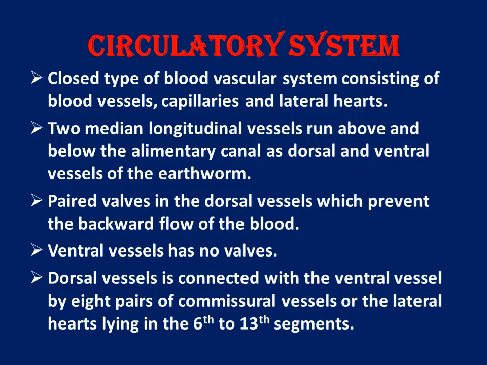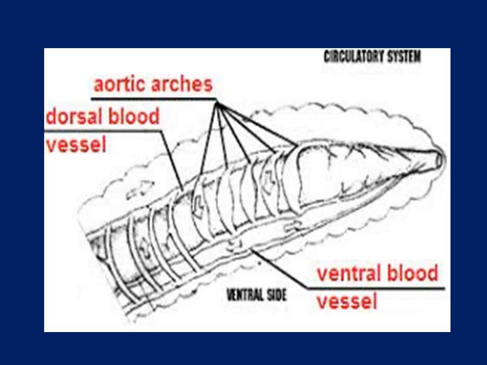So earthworm imagine பண்ணிக்கோங்க. அதோட upper surfaceல longitudinal, intestineக்கு மேல ஒரு vessel dorsal, intestineக்கு கீழே இன்னொரு vessel ventral. இந்த ரெண்டையும் connect பண்றதுக்கு lateral heart 6th segmentல இருந்து 13th segment வரைக்கும். Okay. இப்போ you can see the lateral hearts and ventral blood vessel and dorsal blood vessels. So this is the circulatory system of earthworm.